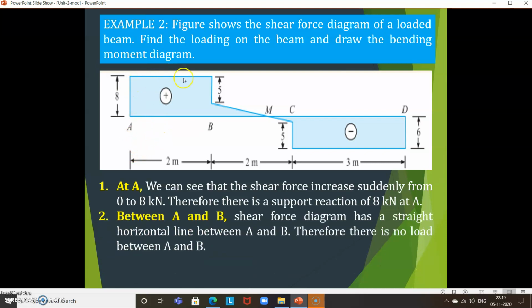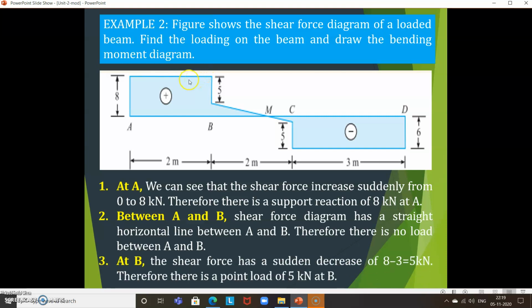Then between A and B, there is a straight horizontal line. Means there is no load between A and B. That is the meaning. Between A and B, there is a horizontal line, so there is no loading between A and B.